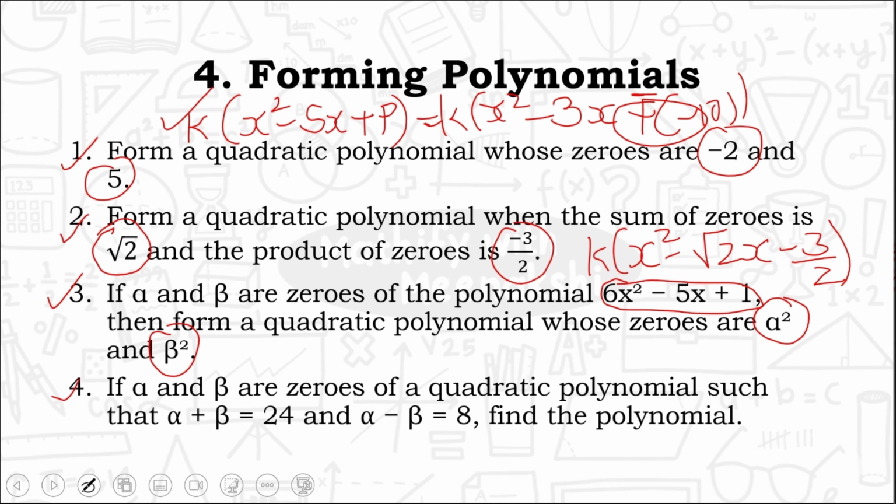Let's move to the fourth question. If alpha and beta are the zeros of a quadratic polynomial such that alpha plus beta is 24 and alpha minus beta is 8, you have to find the quadratic polynomial. So how will we do that?